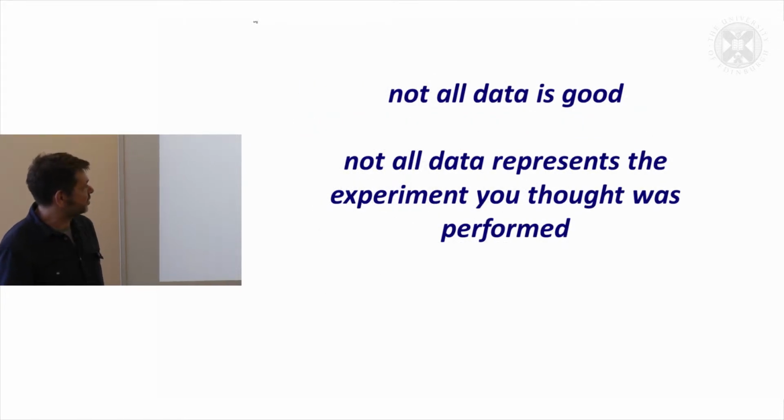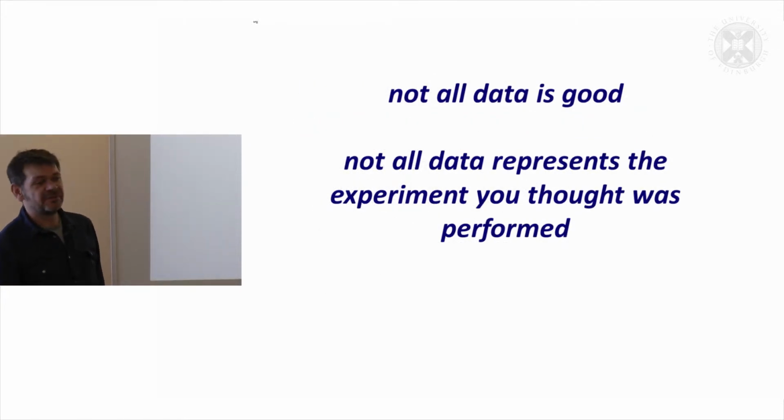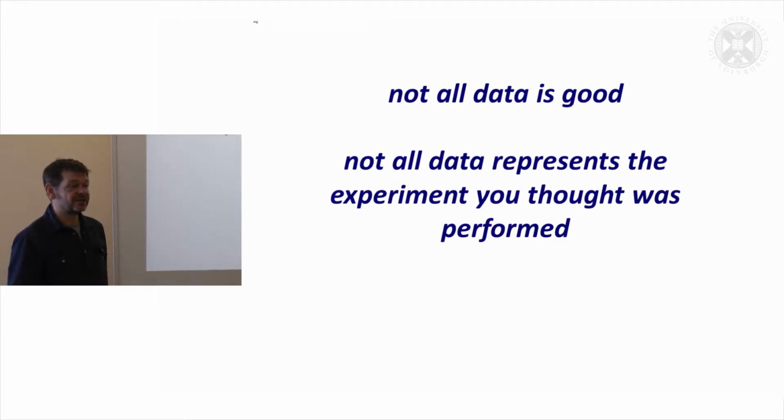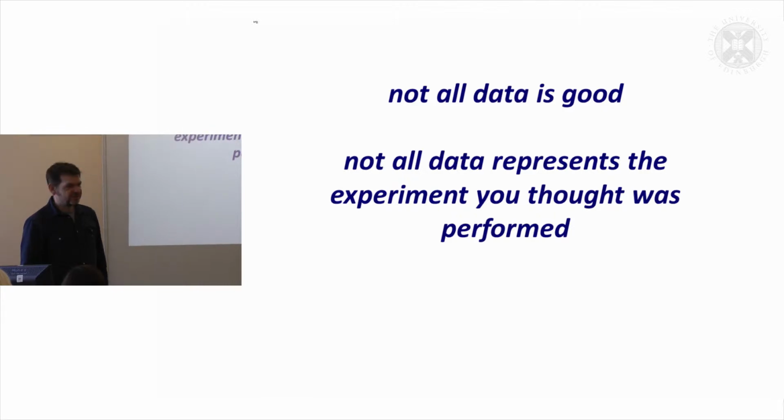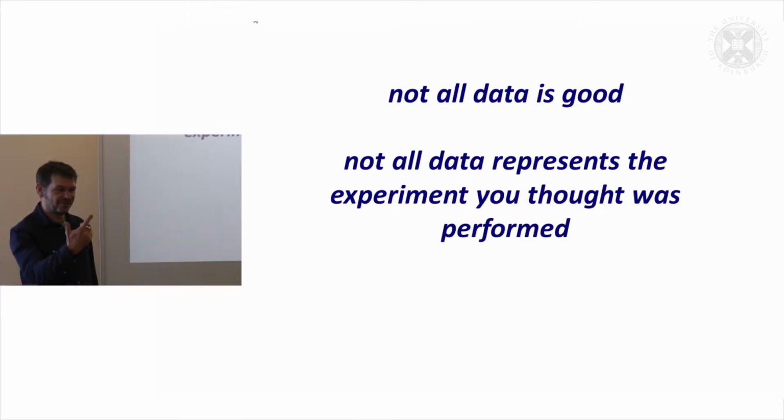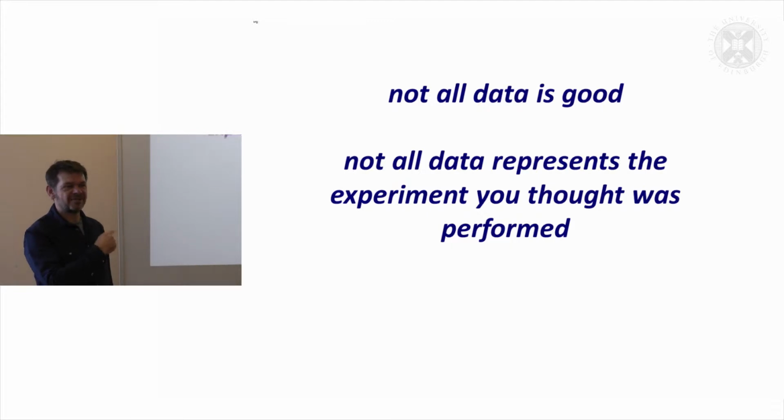So not all data is good, and not all data represents the experiment. You go out, you do an experiment, and you may find it actually may not have worked. How do you know it worked? How do you know that those samples were pure? How do you know that some of those things we just talked about weren't happening in your sample?